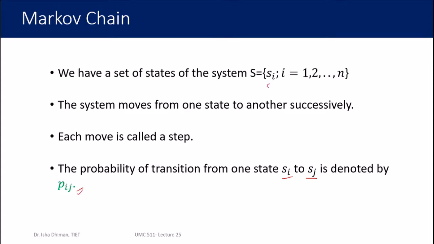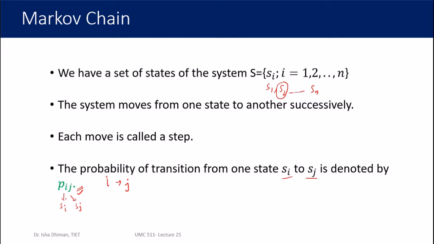So here we'll have states S1, S2, Sn. Suppose currently your system is in state S2. There is some probability that it will go to some other state, right? That probability is denoted by Pij, because you are moving from state Si to state Sj, from the ith state to the jth state.